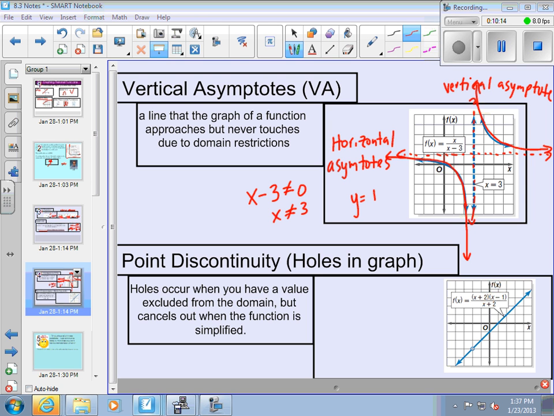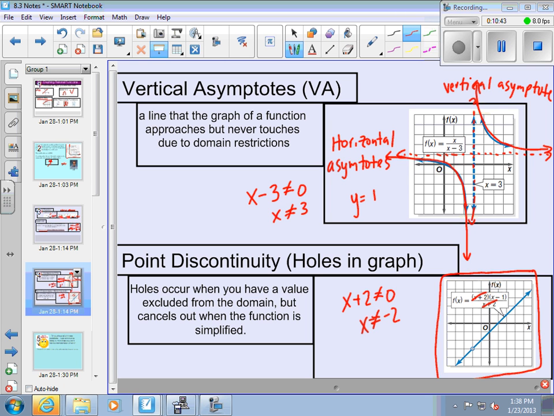Here's an example on your sheet. Graphed is the function x plus 2 times x minus 1 over x plus 2. You can see you got this domain restriction here. We know that x plus 2, what's in the denominator, can't equal 0. So we know x can't equal negative 2. However, you don't see an asymptote on this particular graph down here because if you simplify the function, there's actually an x plus 2 on top, so it cancels out.